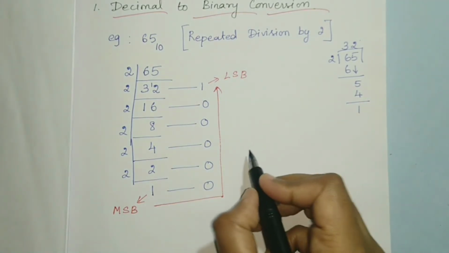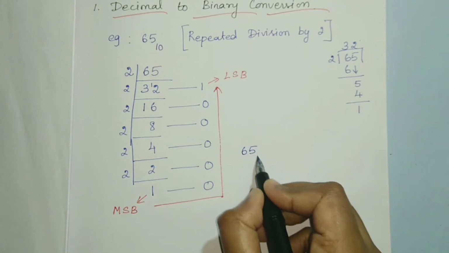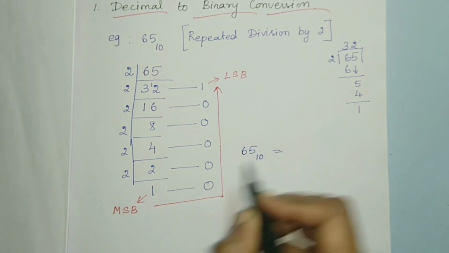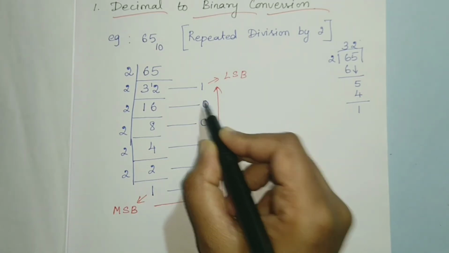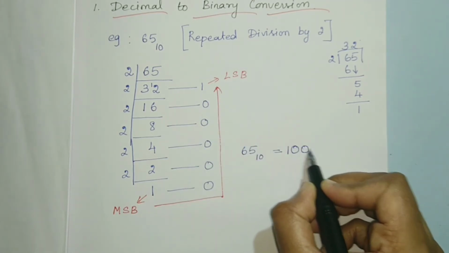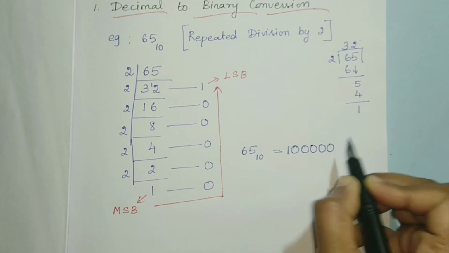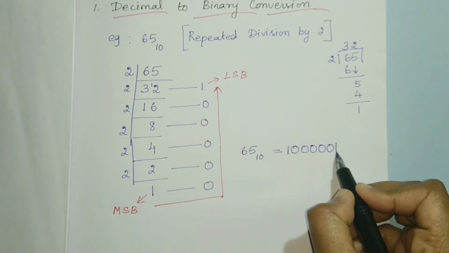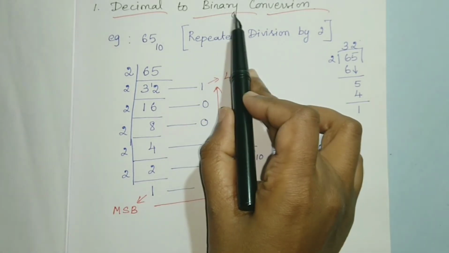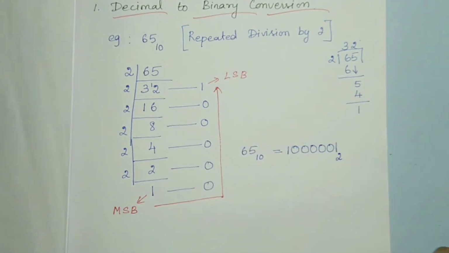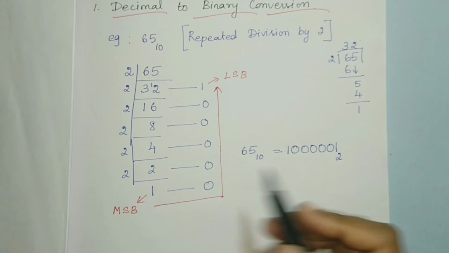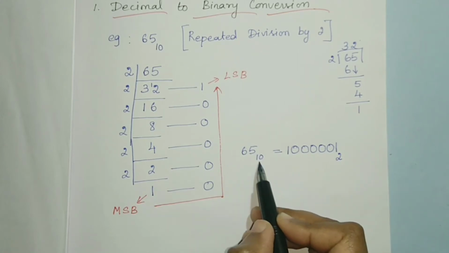So let's write the result for 65. 65 is a decimal number which is equivalent to 1 0 0 0 0 0 1, that is 1, five zeros and 1. So this is the binary number for the given decimal 65.